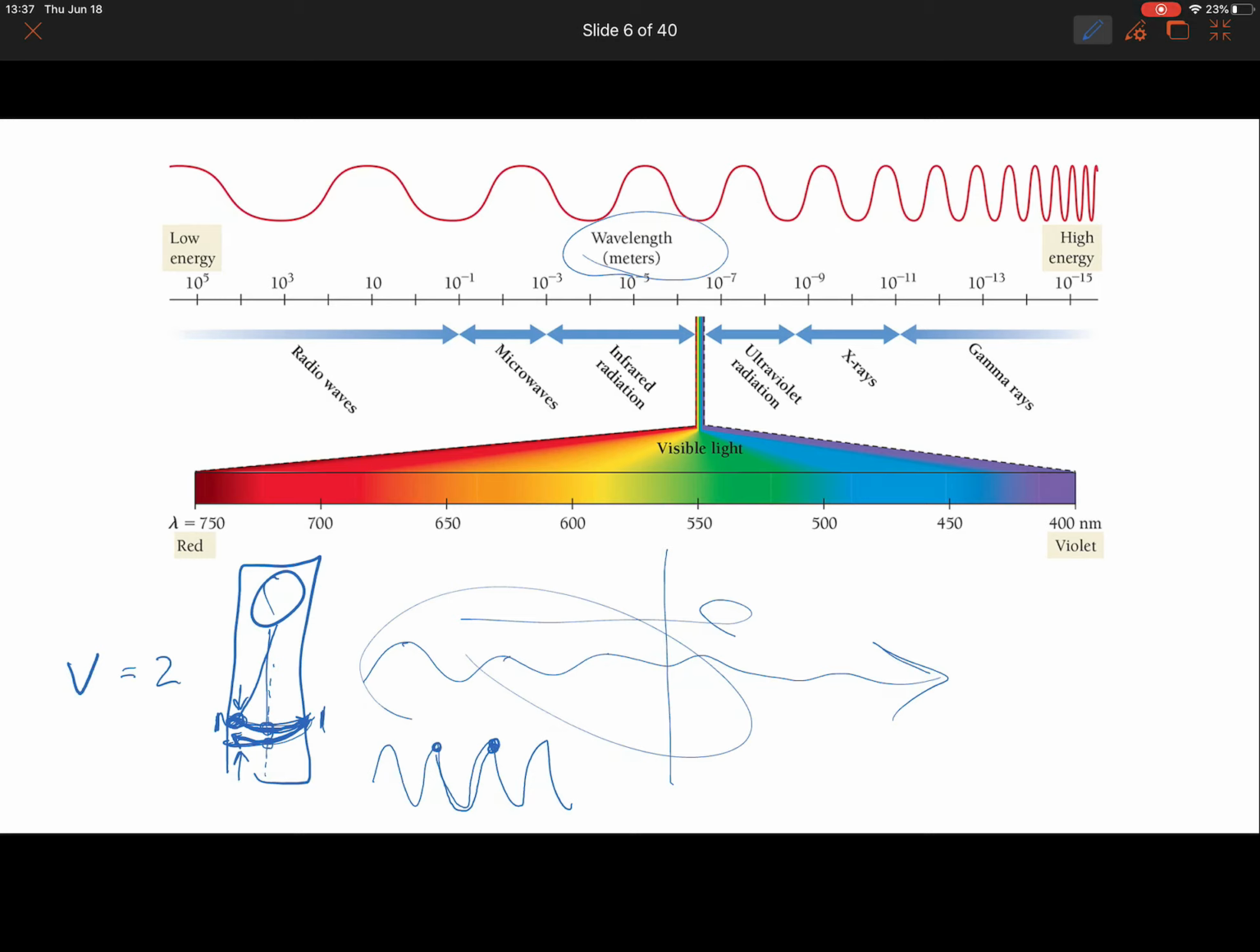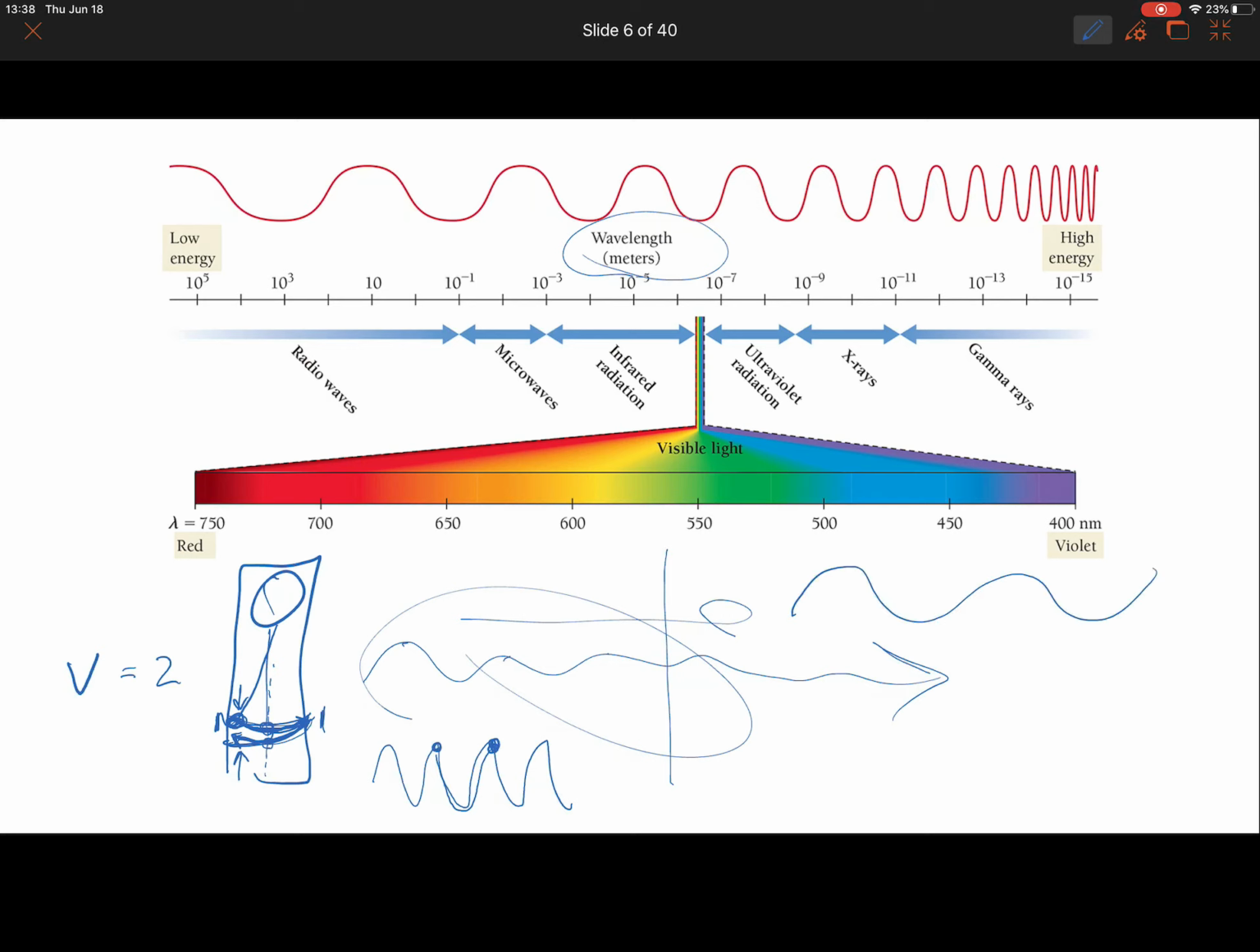For frequency, we can actually figure out the frequency by kind of an inverse of the wavelength. They're inversely related. So the bigger the wavelength, the smaller the frequency, and the smaller the wavelength, the bigger the frequency. That should make sense.